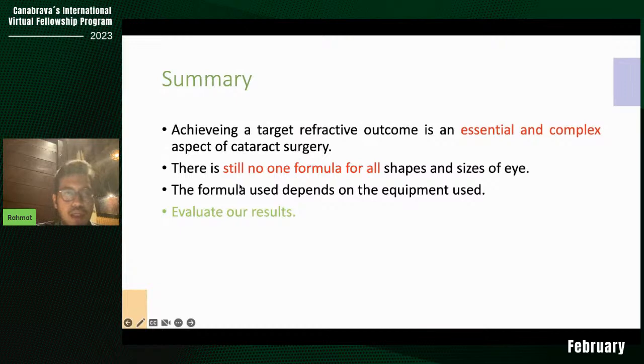So for the summary, achieving a target refractive outcome is an essential and complex aspect of cataract surgery, and there's still no formula for all shapes and sizes of eye. And the formula used depends on the equipment used, like I mentioned before, that some formulas might be installed in our daily routine IOL calculation machine. And the last one is to evaluate our results. So it doesn't matter what formula you used, you can evaluate your own surgical outcome and apply, and maybe you can find your own formula or recipe for the IOL calculation in long eyes.